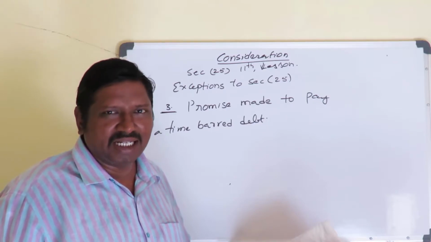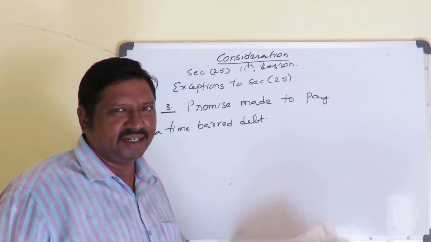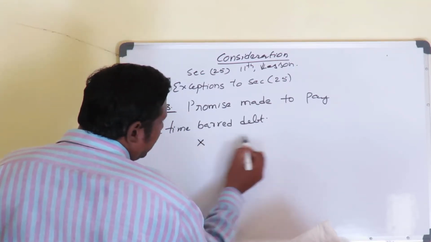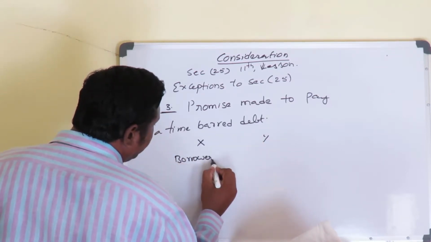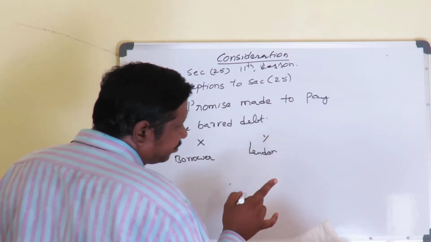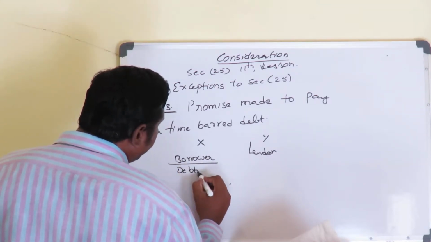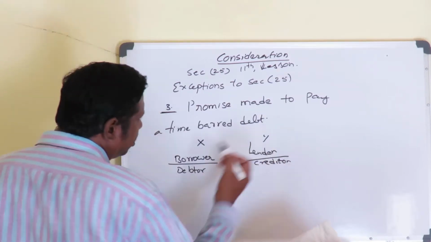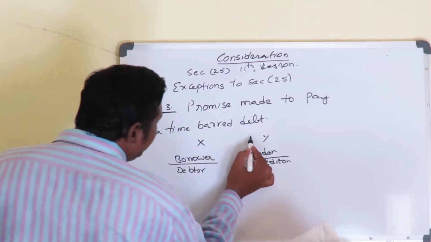It comes under the Limitation Act. As far as the Limitation Act is concerned, in case two persons are there, say for example, he is the borrower and he is the lender. In our commerce language, the borrower will be treated as the debtor and the lender will be treated as the creditor.